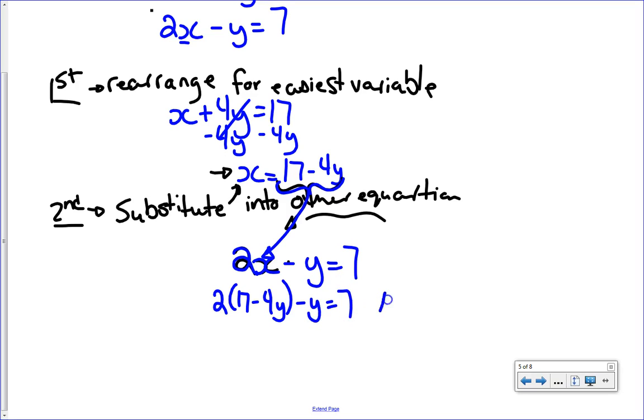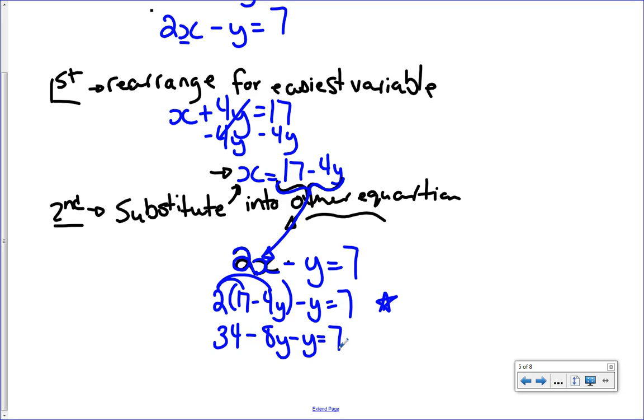And I know at this point I have substituted properly, because I am only left with y, and I need to solve for y from here. To do that, there is some multiplication I need to do, so I will distribute out that 2. So 2 times 17 is 34, and 2 times negative 4y would give me negative 8y, minus y equals 7.